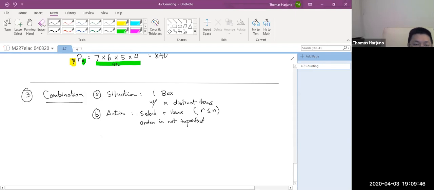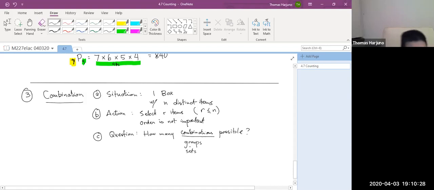Then part C, what's the question? How many combinations possible? But if they use the word combination, it seems to be too easy. Instead of using the word combinations, they may use the words how many groups possible, how many sets possible.